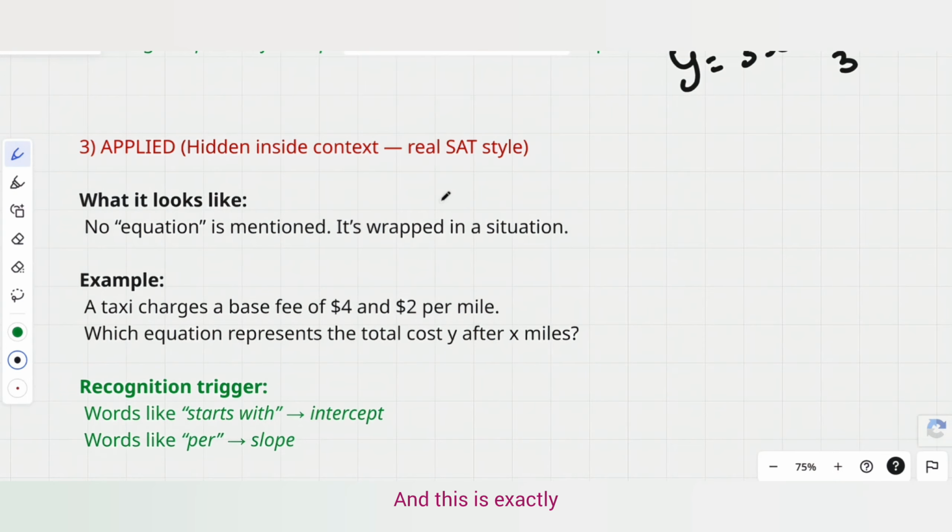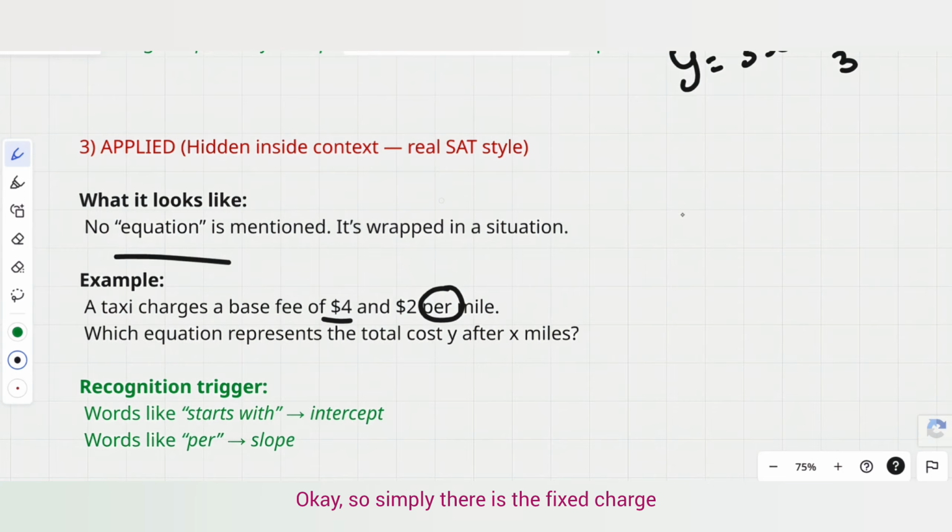And this is exactly where most of the students take a little bit more time. What it looks like is that no equation is mentioned, or it's simply wrapped in a situation. The taxi charges a base charge of $4 and it costs $2 per every mile. Remember, per means for every movement. That's the slope. So which equation represents the total cost?